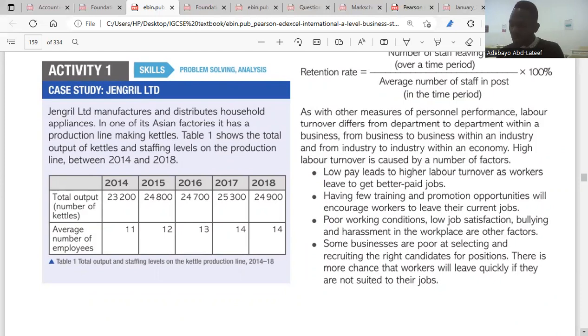Two, few trainings and promotion opportunities. I wrote, workers want to improve and be promoted, but if the business doesn't guarantee them that, they will choose to leave. So some workers leave organizations because they don't have the chance to be promoted and they don't have the chance to be trained. So this demotivates them and they feel like they are not valued in that organization and they might choose to leave.